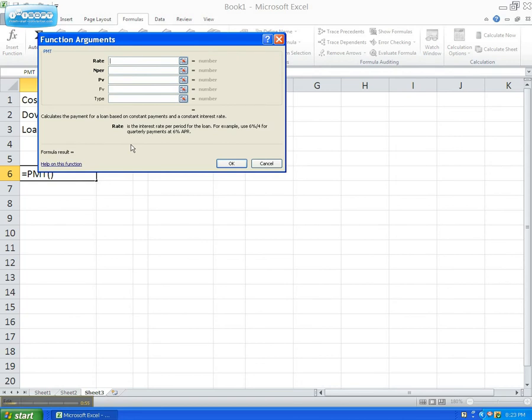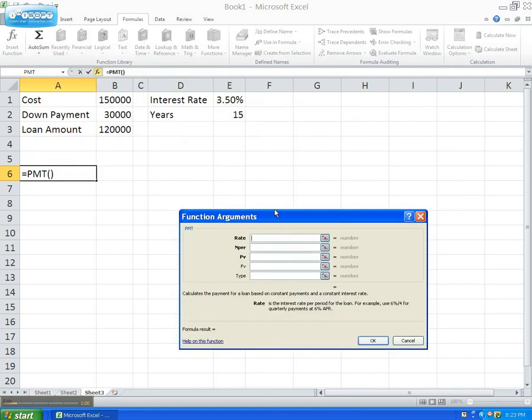The first thing I put in is my rate. Now we have to be careful with the rate here, because we're going to select our rate, which is E1, but then we're going to divide it by 12, because 3.5% is our yearly interest rate, but that divided by 12 would be our monthly interest rate.